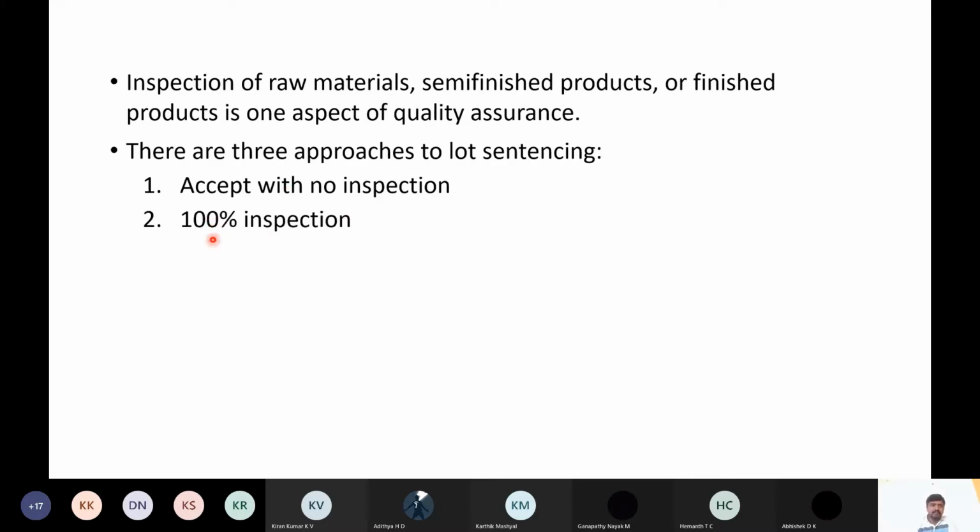Then 100% inspection. That means you are picking each and every unit from the lot and you are making a judgment whether to accept or reject. So you are evaluating completely each and every unit of the product. If 1000 units of a product were manufactured, now you are inspecting all 1000 units. The problem with 100% inspection is that it will result in time consumption and resource consumption.